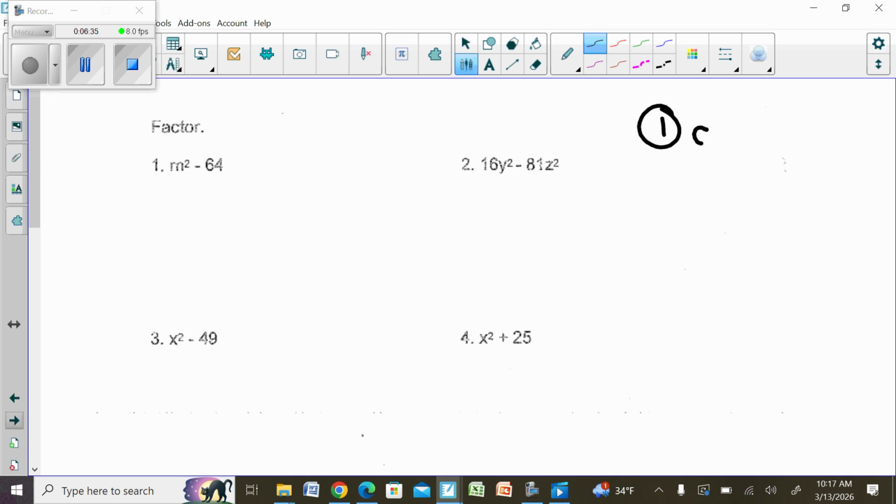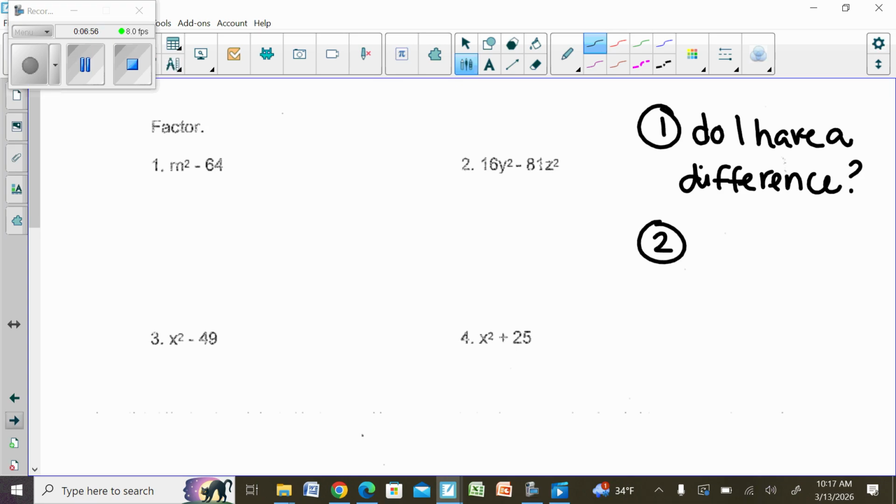Do I have a difference? If it's adding, it doesn't work. There's no such thing as a sum of perfect squares. So do I have a difference? That's why they call it a difference of perfect squares. They want you to know that that's an important part of that. So in number 1, yes, we do have a difference.